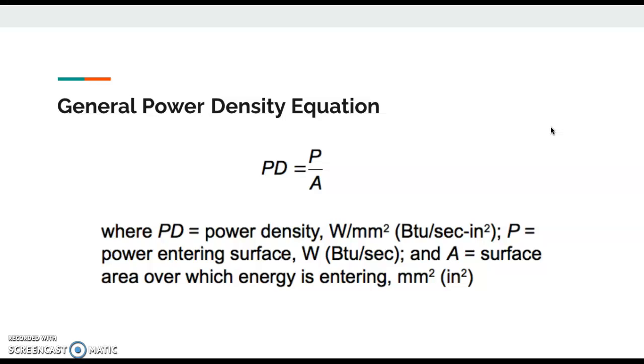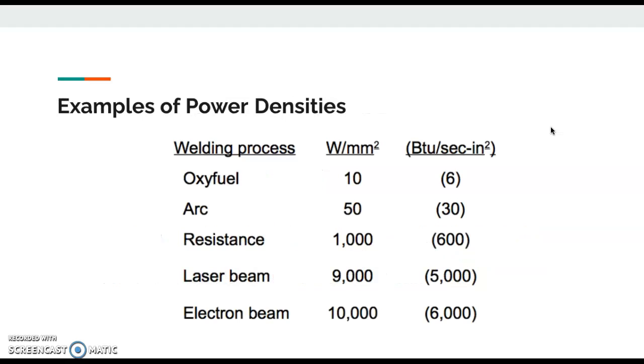So it's a pretty simple equation in terms of how to measure power density. It's really not a calculation so much as it is just a measurement of what we're doing. These are some basic examples of our power densities.